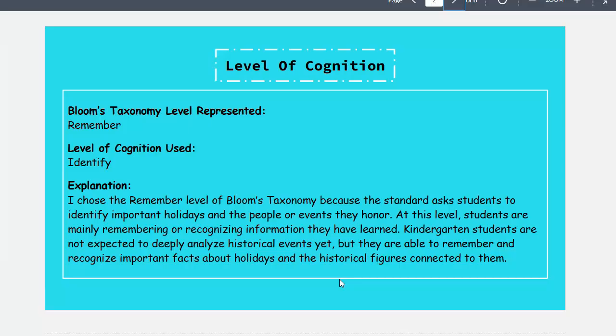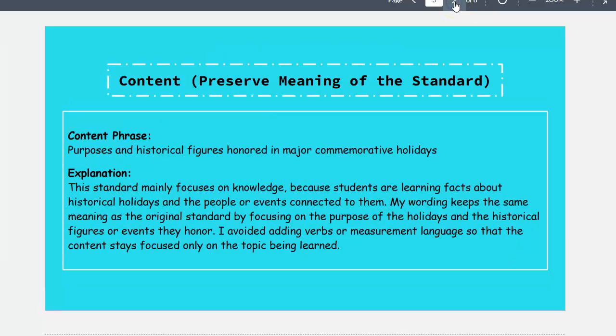So I really like what she chose, and I really like her explanation. I think that's really illuminating. So that's definitely something for me to dig into deeper for my own. Content, preserve meaning of the standard. I also like that she keeps these really short. I think I was a little long-winded in mine, but she did a really great job of that.